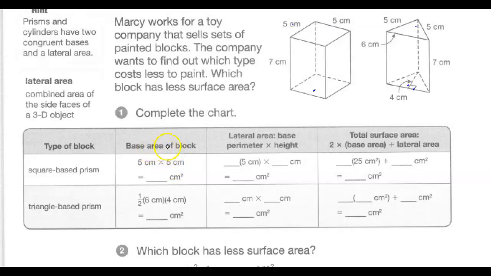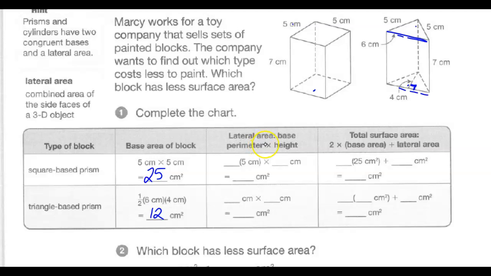Okay, so base area of the block. So basically we've got them resting on the base, the vertical here. So that's 5 times 5, which is 25. For the triangular based, we need to know the height of the actual triangles. You need to look for that little 90-degree symbol with one side. So the base is this side, which says it's 6. It's the same as this one up here. And then the height of that triangle is labeled as 4. So you can see it's a half times 6 times 4. Well, half of 6 is 3, times 4 is 12.